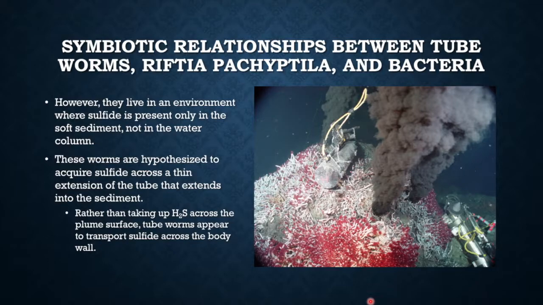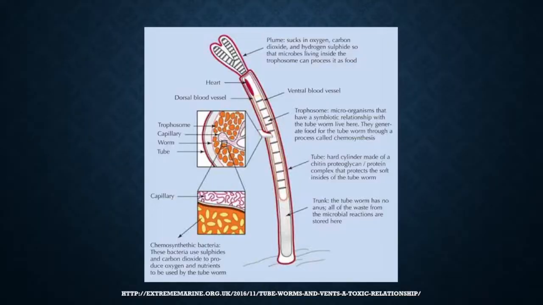So how these worms get the sulfide in order to give to the bacteria, it's actually hypothesized that there's a thin extension of the tube that goes into the sediment. So rather than the plume, which is the red top of the tube worm, getting it, it actually appears that the sulfide transports through the body wall at the end of this tube.